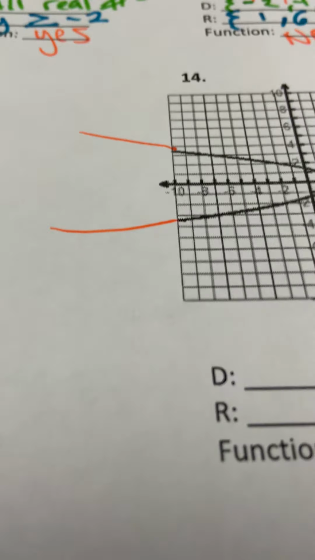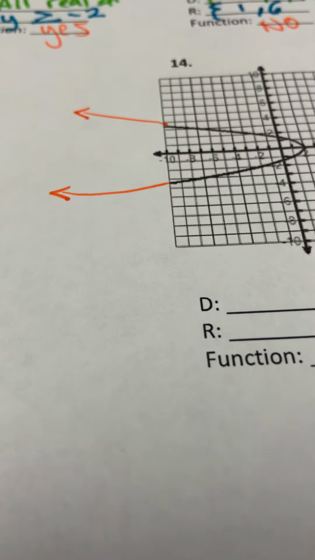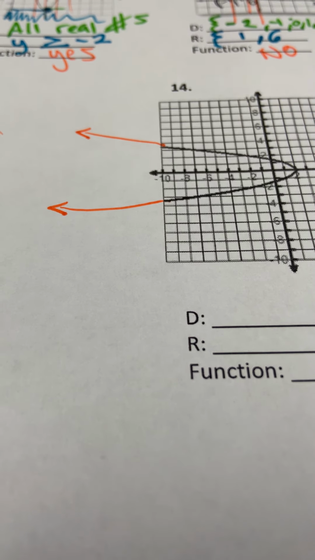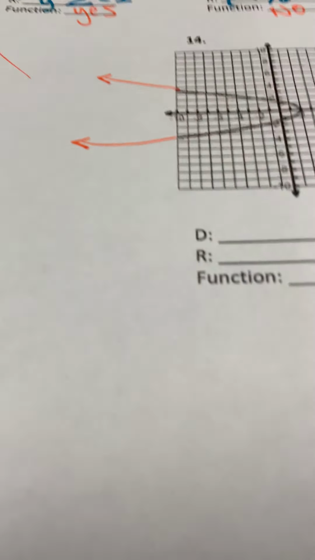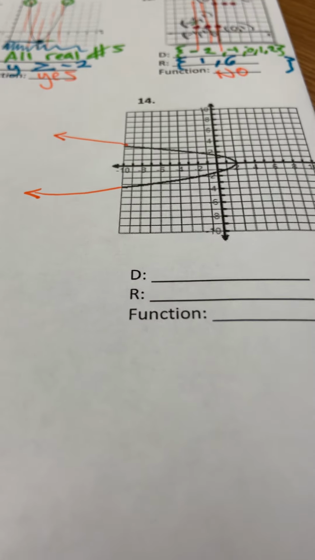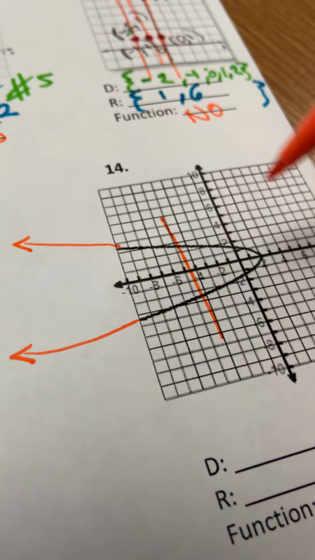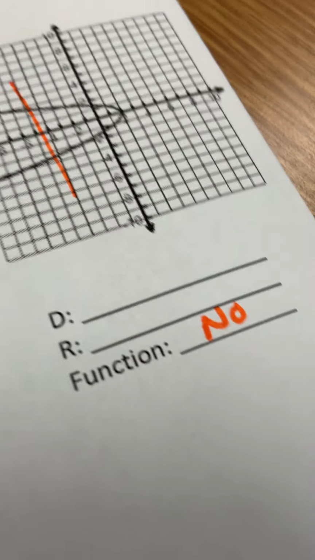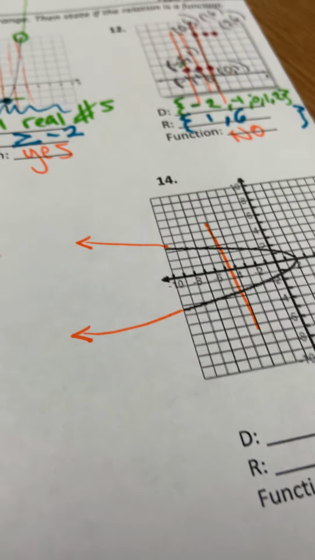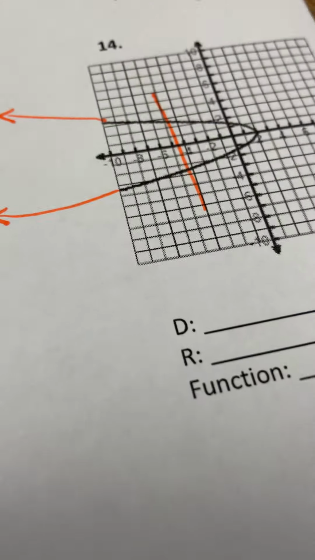So again, we have arrows, so that's a hint that something is going to be all real numbers. You want to see if it's a function or not. This one fails the vertical line test in multiple places. So this is not a function. Okay. So something is going to be all real numbers.